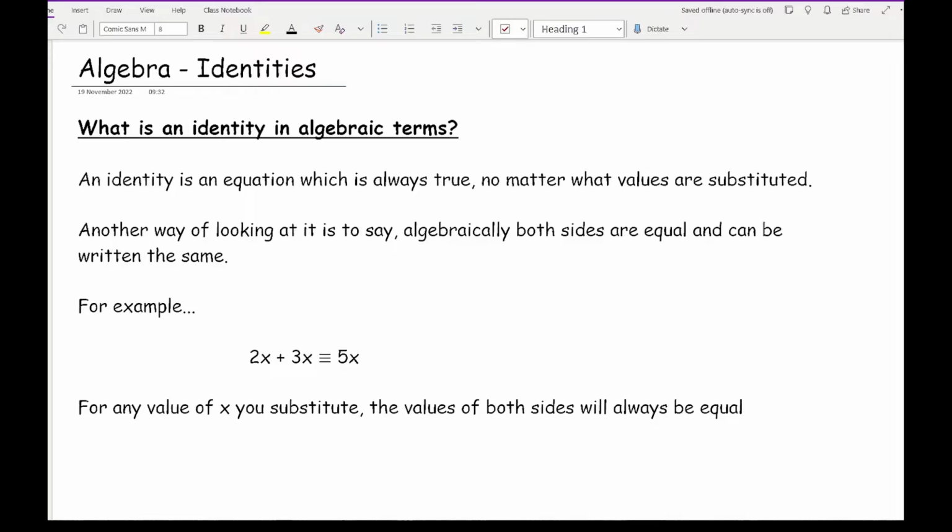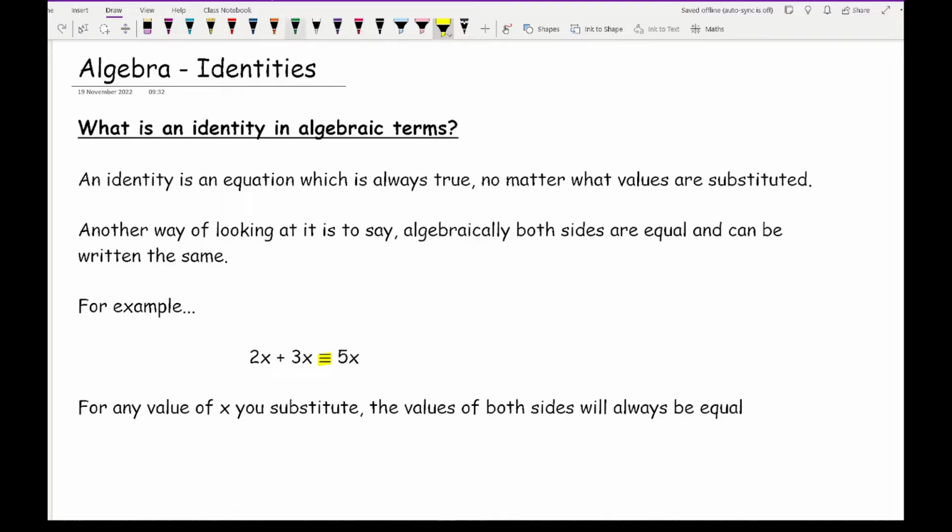So for example, if we had on one side 2x plus 3x, that is going to be, now that symbol that you can see is what's usually represented as an identity, which is what we call a triple bar, and 2x plus 3x is equivalent to 5x. Now for whatever value that we make up for x, both sides are going to equal the same thing.